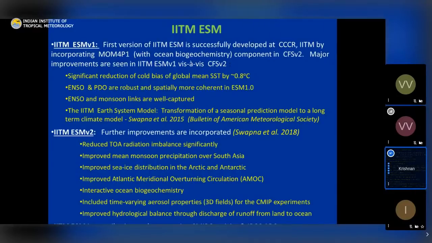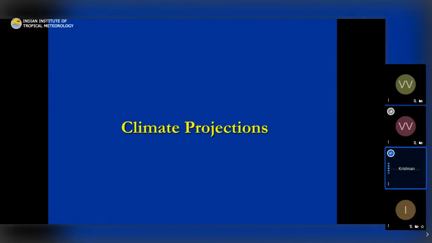You have a good AMOC. We have interactive biogeochemistry. We are able to prescribe aerosol properties. And we even have a hydrological balance through discharge of runoff from land to ocean. And this is contributing to the CMIP6 and IPCC AR6 assessment.